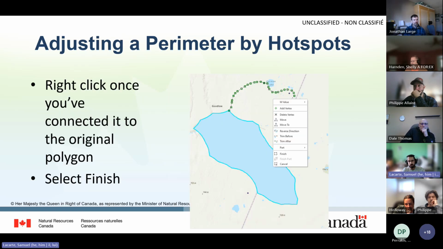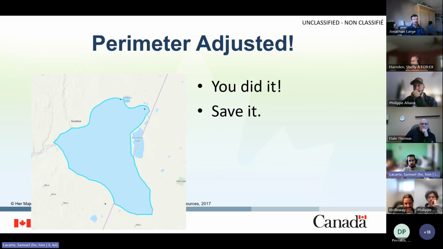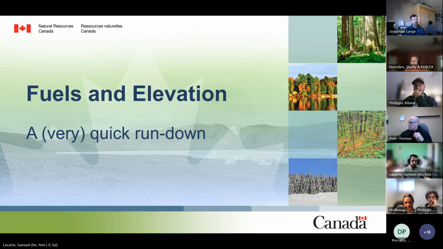You'll bring it around, connect it to a point here where you want it to be, and then just right click and hit finish. And just like the last one, you did it. It's now done. Hit save and you've got a perimeter adjusted by hotspots. You can save this out and you can use it in Prometheus. It should go right in, same as all the other stuff. So that was really exciting, I'm sure.